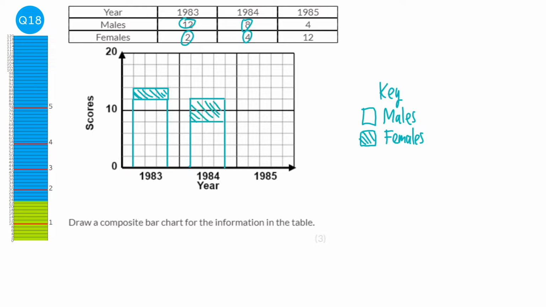Shade in the females. And then finally we've got a 4 and a 12. And let's shade in the females there. Now don't spend forever on your shading, as long as it's clear which one's male and which one's female.